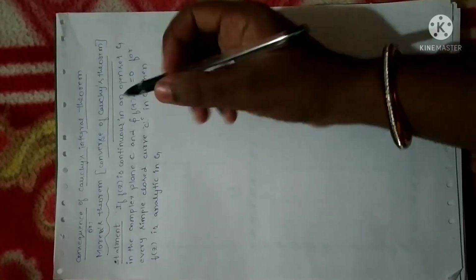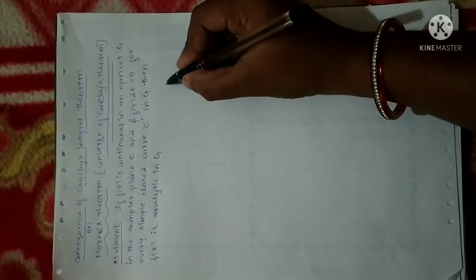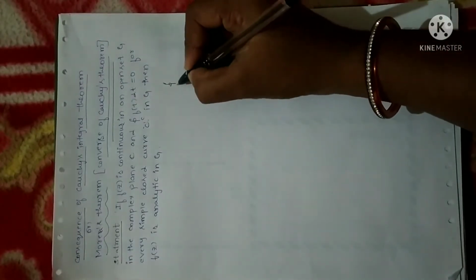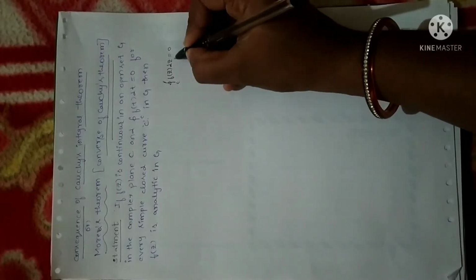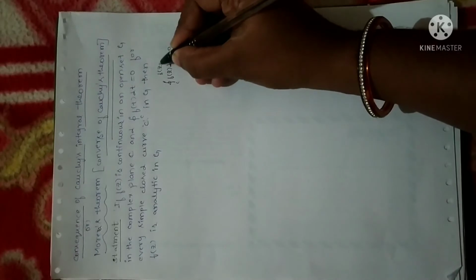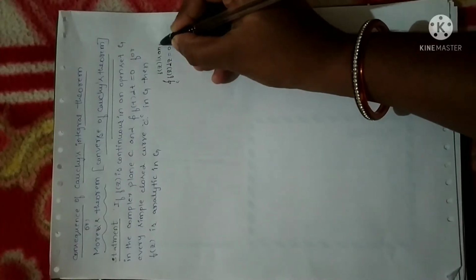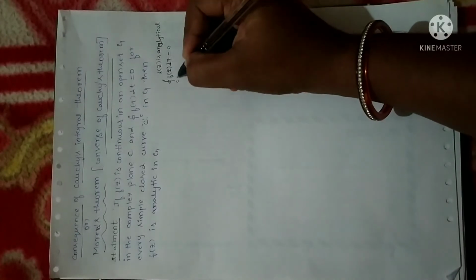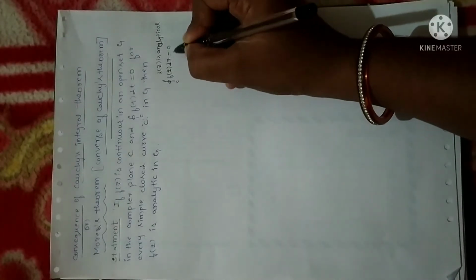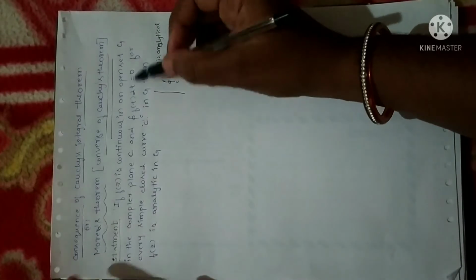So in Cauchy's theorem what we have learnt is, for any closed curve C, the integral over C of f of z dz is equal to 0. This is what Cauchy's integral theorem is. If f of z is an analytic function, then as per Cauchy's theorem we can write the integral of f of z dz is equal to 0. Now it is just a converse of Cauchy's theorem, that is, the reverse.